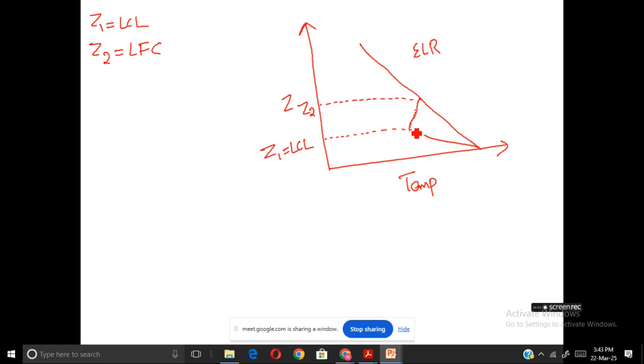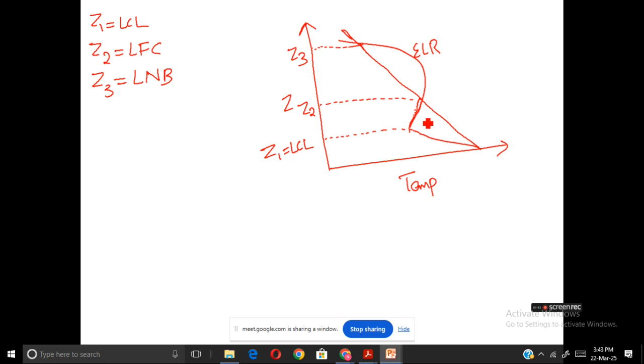After that, the parcel is having higher temperature compared to that of the environment. There is a third level, which is Z3, which is the level of neutral buoyancy or LNB.